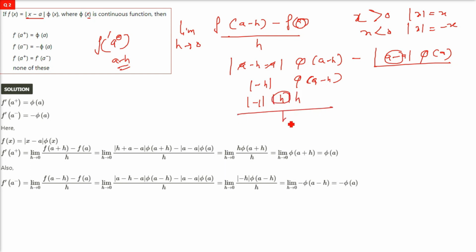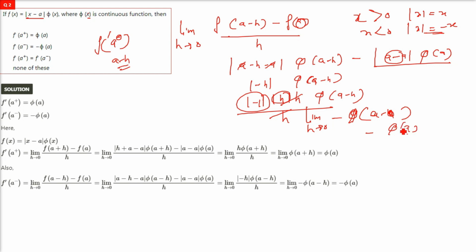So in this case, when we are dealing with h and the variables, not the values, you have to see if x is greater than 0, it is x. If x is less than 0, it is negative x. So here it will come as negative. So minus phi a minus h will be a minus h. Okay, let us apply the limit now. Limit h tends to 0. So this is going to be 0 minus phi a. So this is your second thing which is true in this case. There are two things which are correct here.